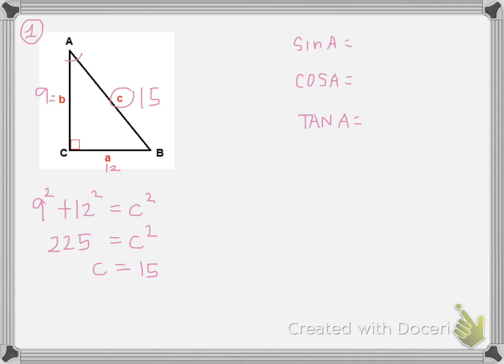So sine of A is going to be opposite, so it's going to be 12 over your hypotenuse, which is 15. Cosine is going to be your adjacent, so it's going to be 9 over 15. And then your tangent is going to be opposite, which is 12, over your adjacent, which is 9.